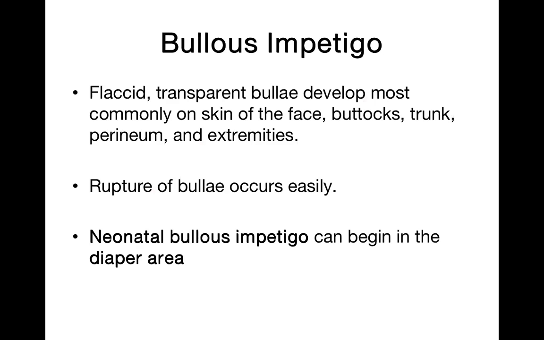Bullous impetigo consists of flaccid transparent bulla which develop most commonly on the skin of the face, buttock, trunk, perineum, and extremity. Again, the more common sites are the trunk, the limbs, or even the face. Rupture of bulla occurs very easily because they are quite flaccid. Even in neonates, bullous impetigo can occur. It may begin in the diaper area. So parents should note that.